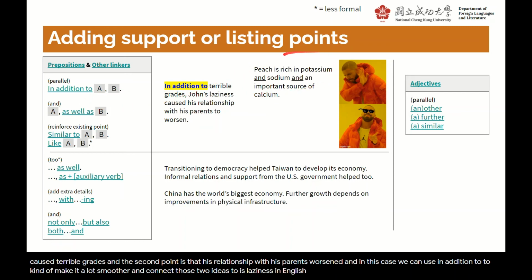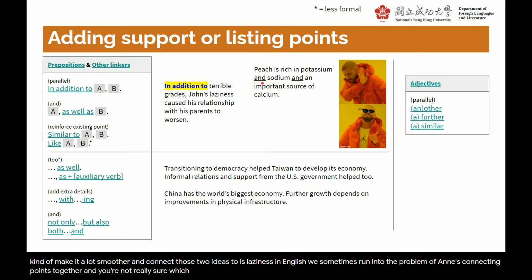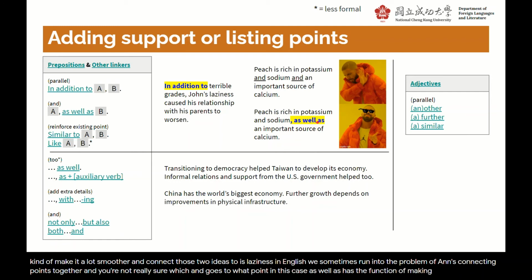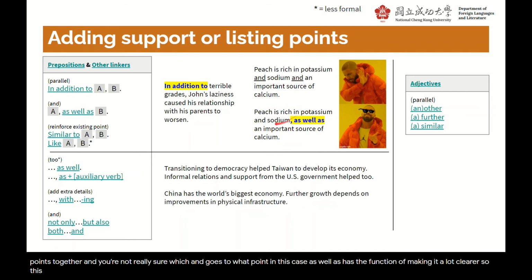In English, we sometimes run into the problem of "and" connecting points together, and you're not really sure which "and" goes to what point. In this case, "as well as" has the function of making it a lot clearer. So this "and" is potassium and sodium, and then this second point is a different one. It's much nicer.